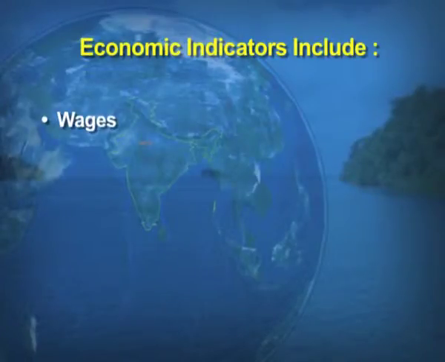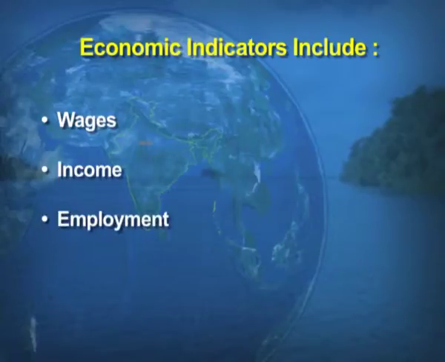And lastly, we will take up the economic indicators, which include the wages, the income of the people and the employment of the people. If you look at all these three economic indicators, they are all interrelated, because employment will lead to income, and income, or we talk about the wages, the people who are employed on daily wages or on a daily basis. So, that means they do not have an income, they have wages.